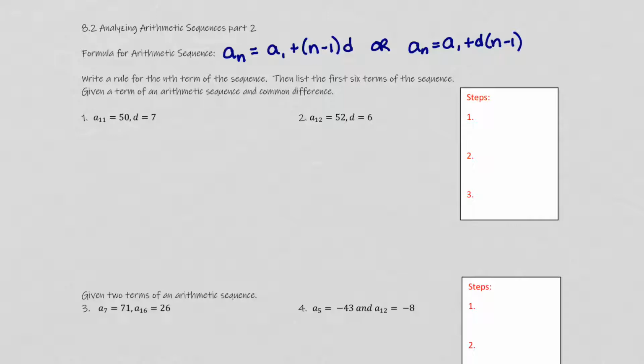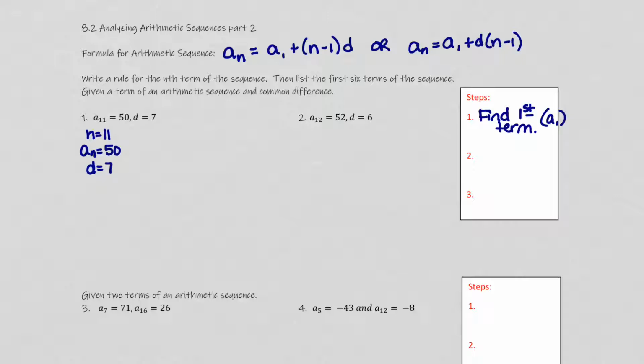Now, for number 1 here, this gives us a term in the sequence, and it gives us the common difference. So to write our rule, we are wanting A1, okay? Now this A11, that's going to tell me that I'm wanting term number 11, so that means N is 11. AN will equal what that equals, which is 50, and we know that D is 7. So we're going to use that information to, step 1, find the first term of the sequence.